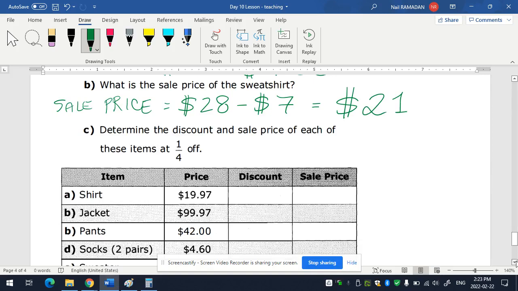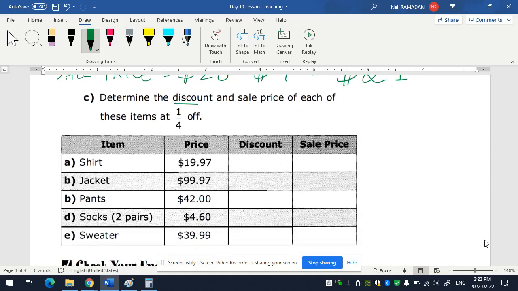Okay, here's the list of things. Determine the discount and the sale price. By the way, did they ask you to round or no at the beginning? No, they didn't, which means you have to use those exact numbers. How much is the discount? Nice. No one said 1/4. You jump to the important number, which is 25%. Great. So every one here is going to be multiplied by 25%.